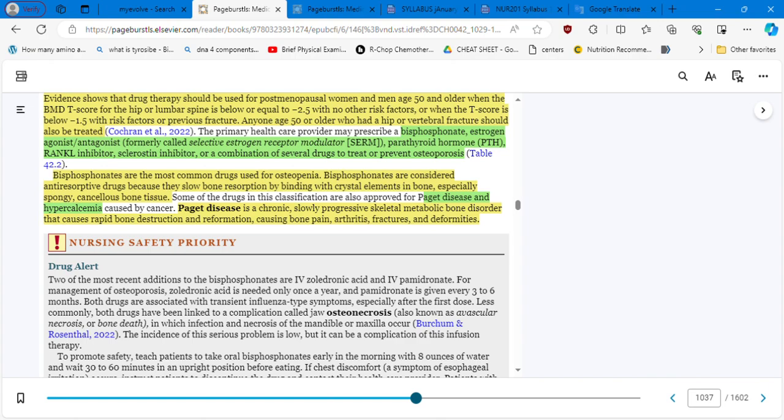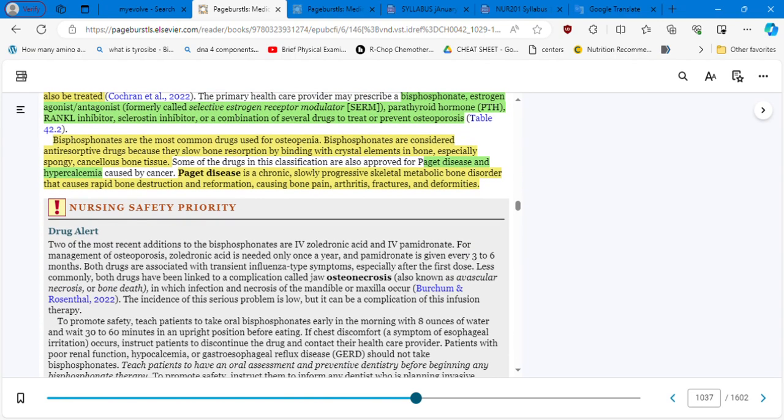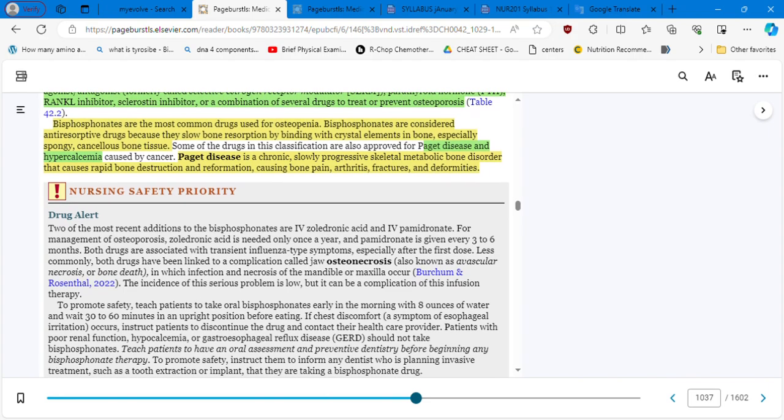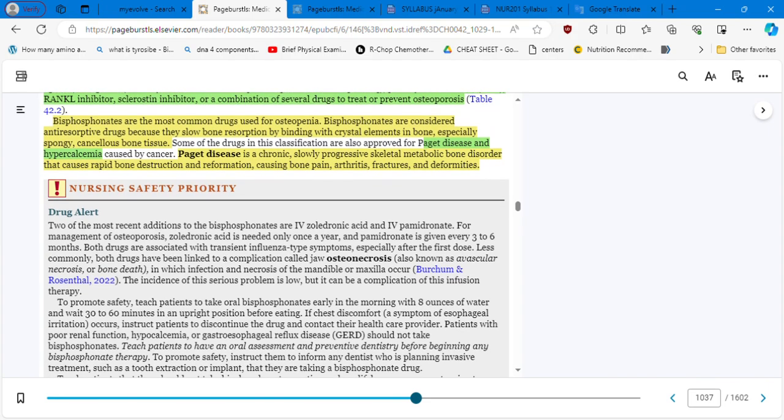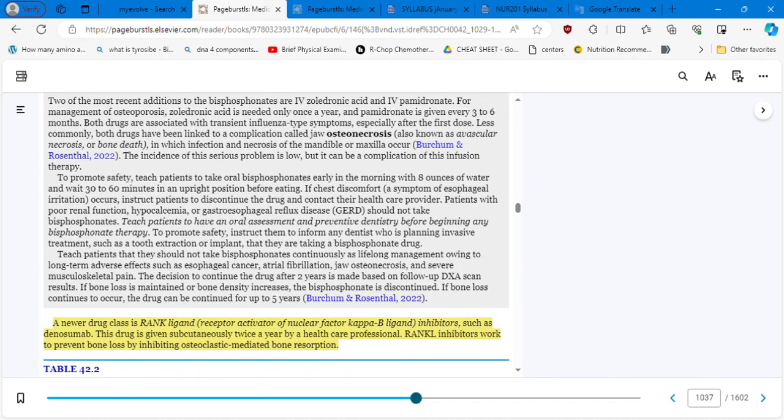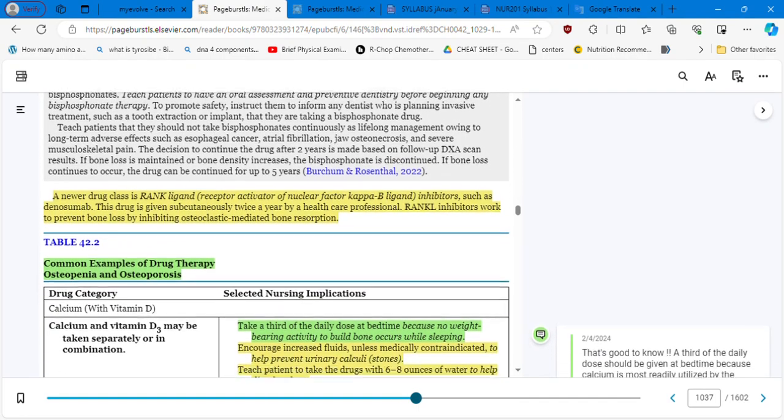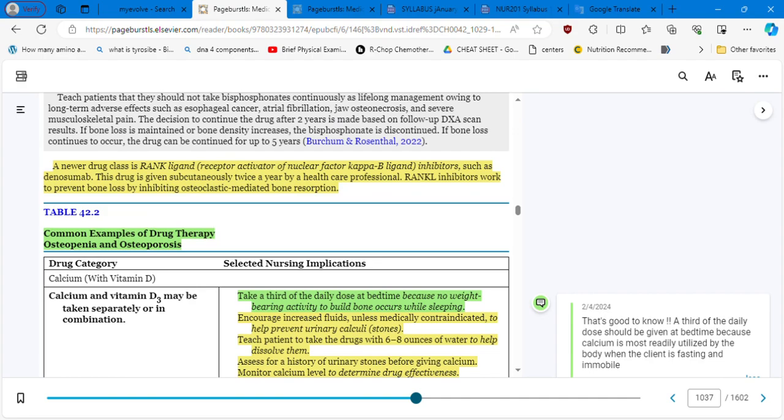Paget disease and hypercalcemia are also treated with biphosphonates. Paget disease is a chronic, slowly progressive skeletal metabolic bone disorder that causes rapid bone destruction and reformation, causing bone pain, arthritis, fractures, and deformities. So we have a very nice article for you to read about the medications.